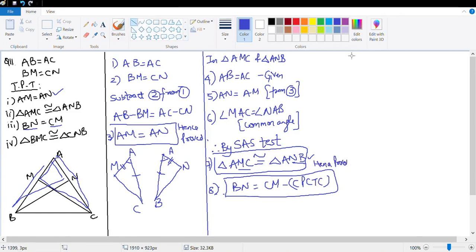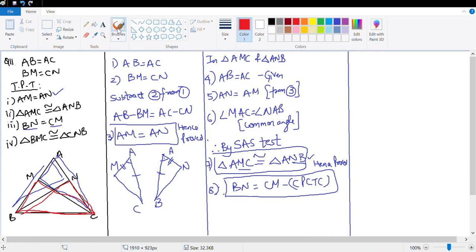Perfect. Let's look at the last part of this question. It says prove the triangle BMC and CNB, so BMC, which is this triangle, and CNB, which is this triangle, are equal. Let's see what I can get. So let's look at these two triangles.